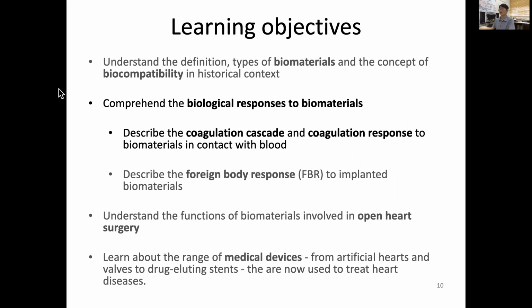Now let's discuss the biological responses to biomaterials. The first is the coagulation cascade and coagulation response to biological materials that are directly in contact with the blood.